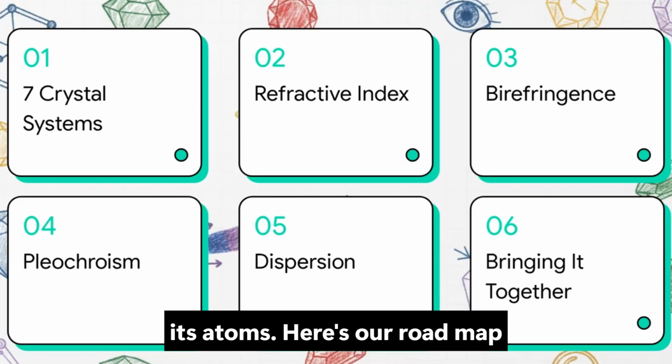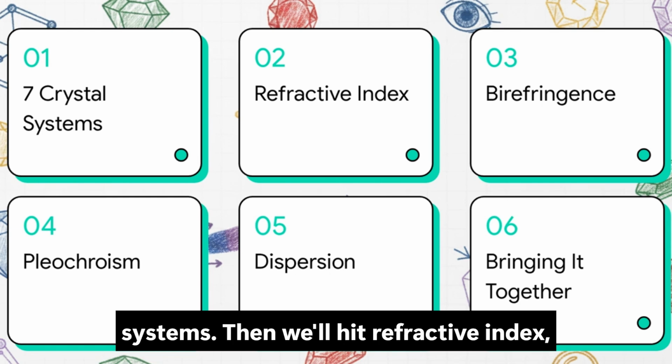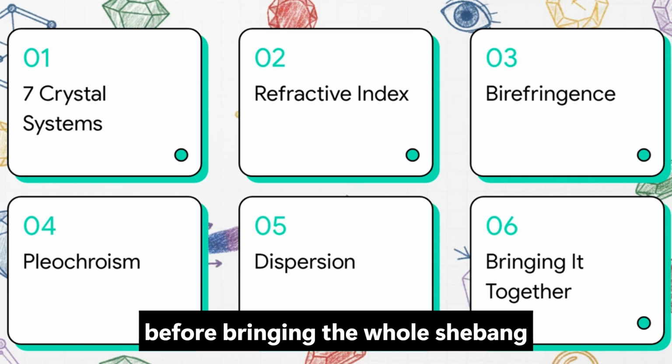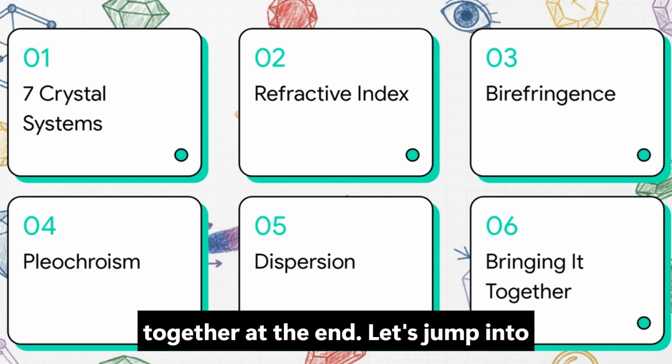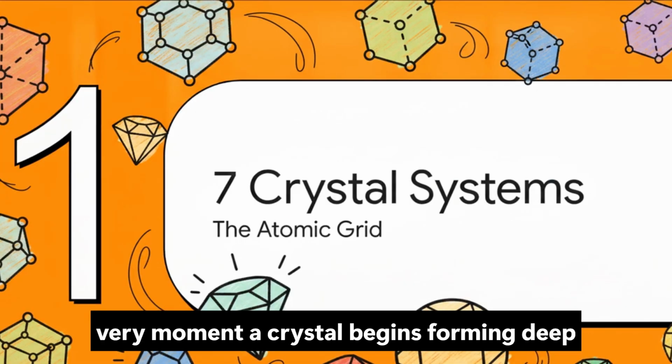Here's our roadmap for solving this little mystery today. We'll start with the 7 crystal systems, then we'll hit refractive index, birefringence, pleochroism, and dispersion before bringing the whole shebang together at the end. Let's jump into section 1, the 7 crystal systems.